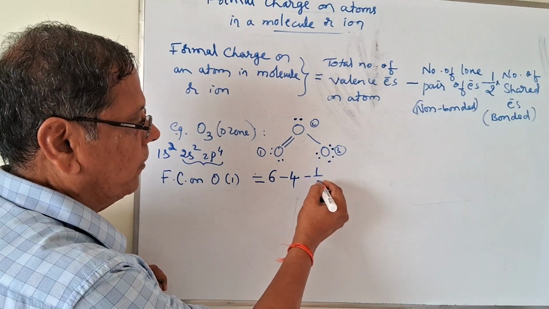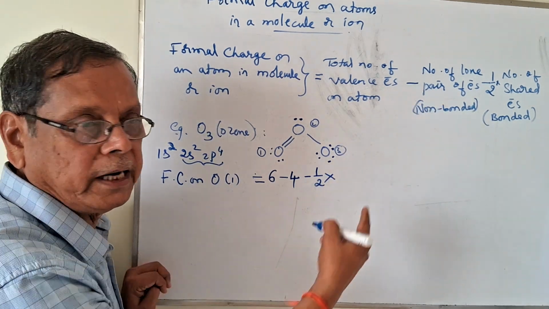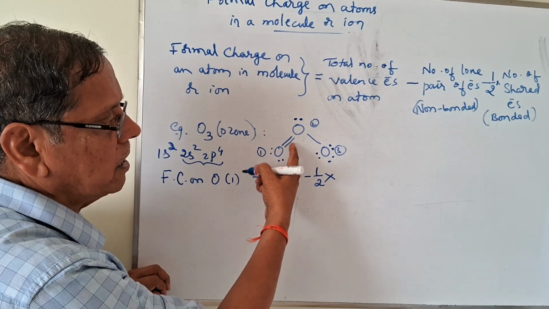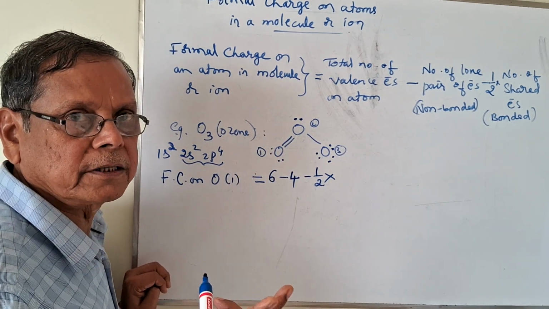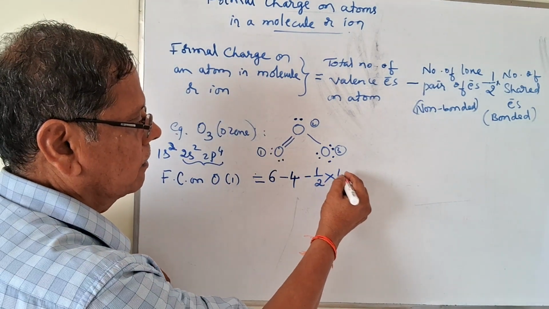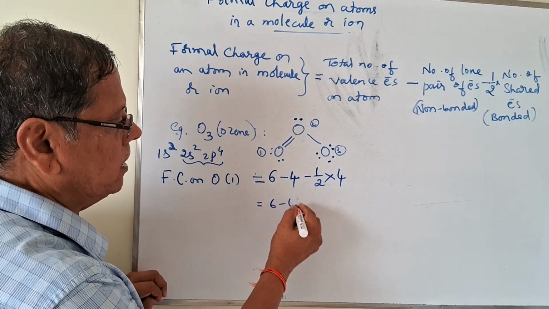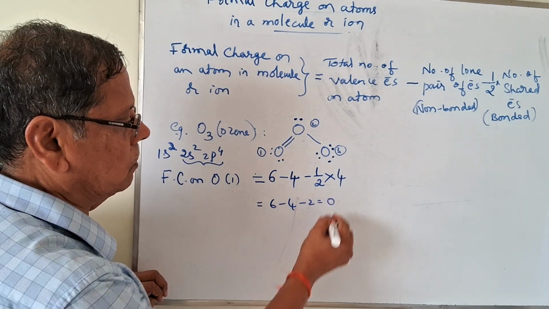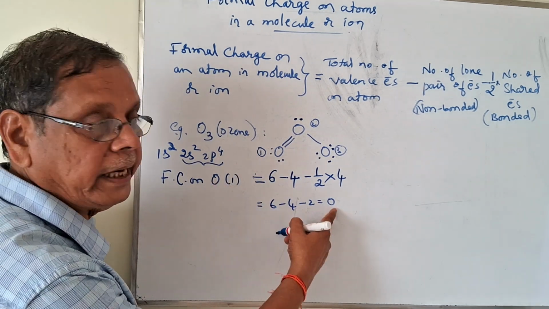minus half into the number of shared electrons, that is bonded electrons. Bonded electrons are actually 4 in number. One bond indicates 2 electrons. That's why two bonds, multiple bonds, indicate 4 electrons. That is minus 4. That's why it is equal to 6 minus 4 minus 2, that is equal to 0. So this oxygen atom indicated as number 1 does not carry any charge.